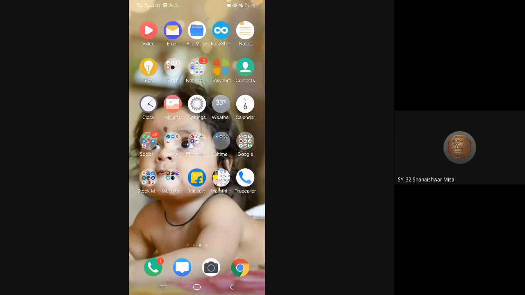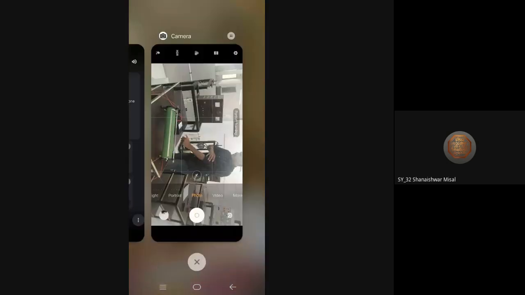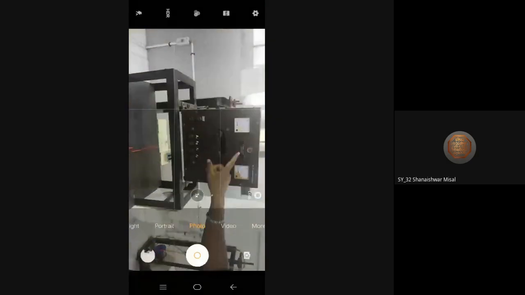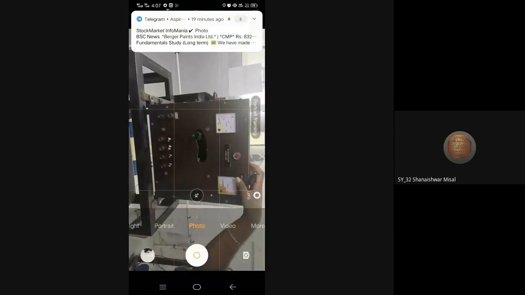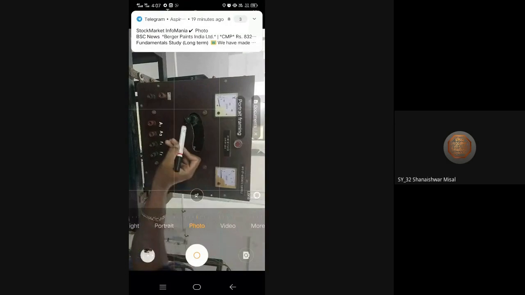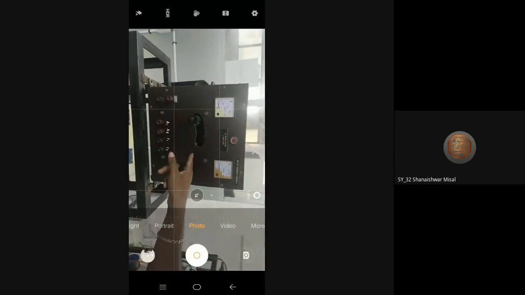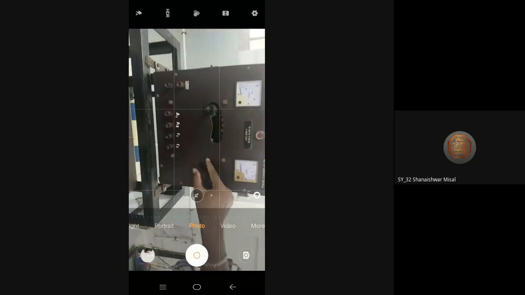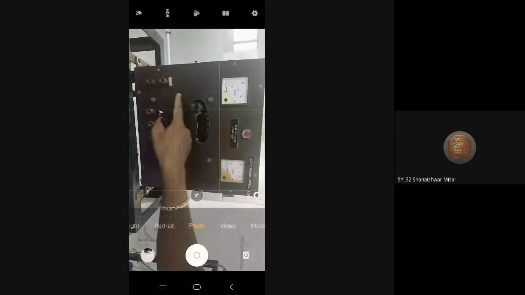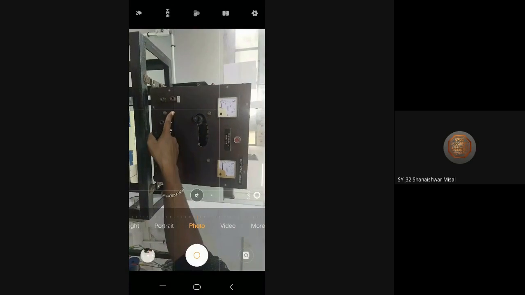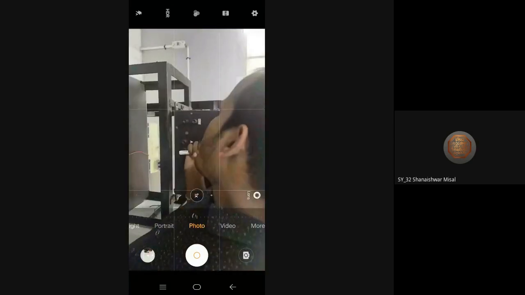See, this is the three-point starter. Yesterday I had shown you this is the handle. In this internal part, at this place there will be the no-voltage coil, and on this side there will be an overload coil. Here we will give the supply. Then this A1 terminal goes to the A1 terminal of the motor. You can see here.